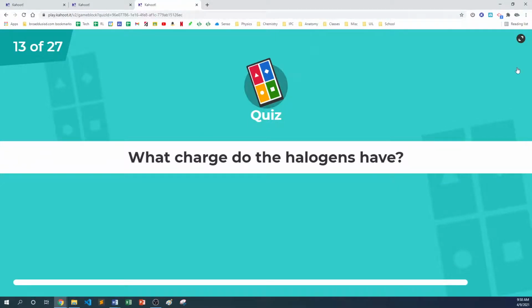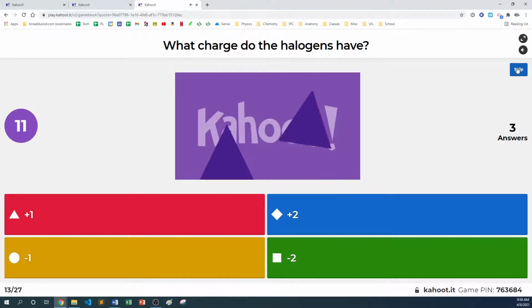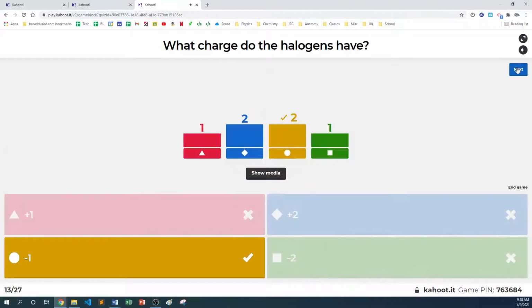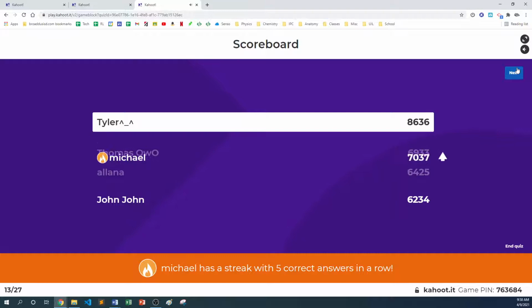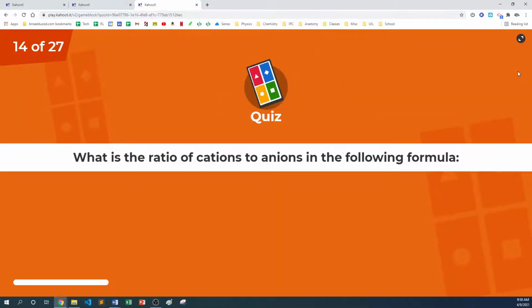What charge do halogens have? Oh god, I don't know. The halogens are group 7A. That's fluorine. Fluorine is a halogen. I got mixed up.